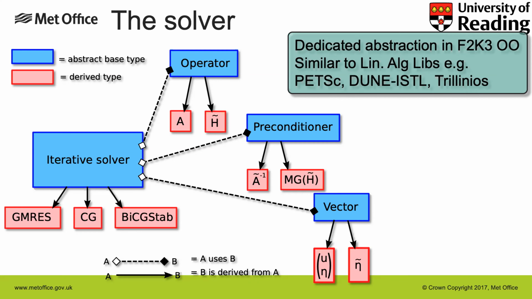The solver itself has this structure of having an iterative solver. An iterative solver has an operator and a preconditioner and operates on a vector. So then we can have different solvers, GMRES, conjugate gradient, BiCGStab, etc., different preconditioners, the Schur preconditioner, or multigrid, or something else, and they operate on vectors of fields.